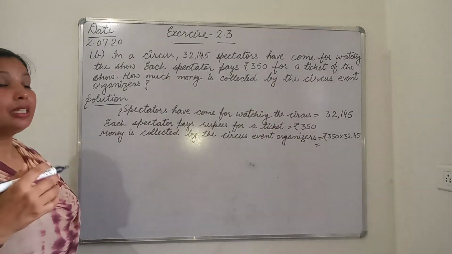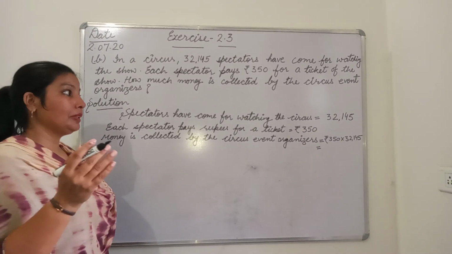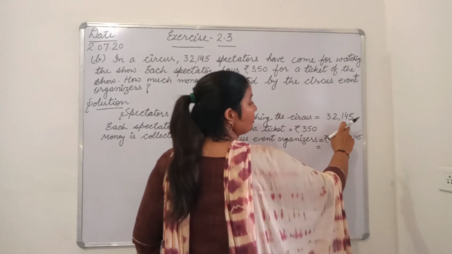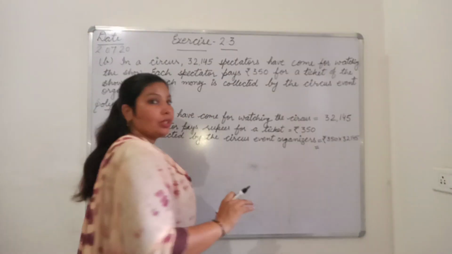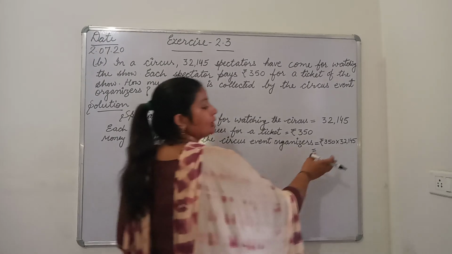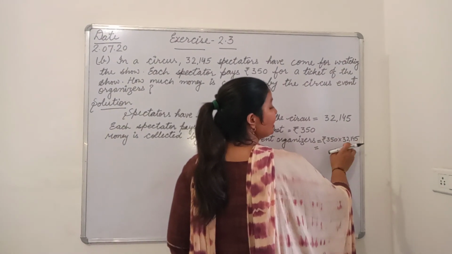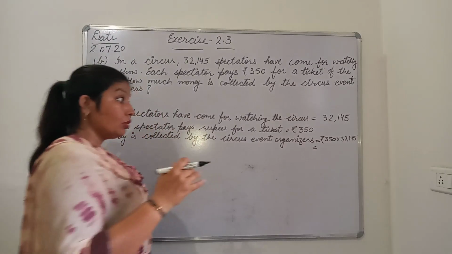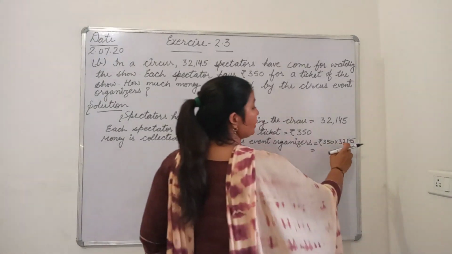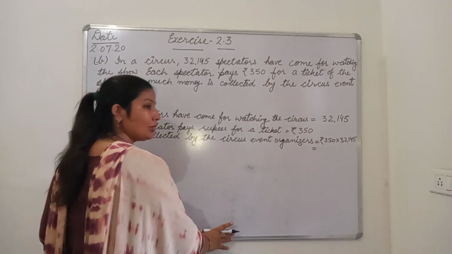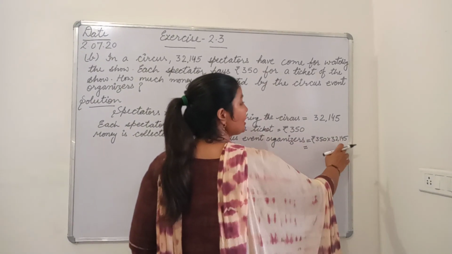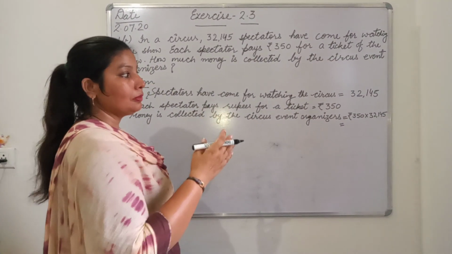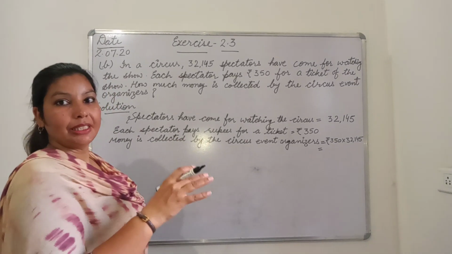How much money will he collect? For one person 350, so for 32,145 persons we will do multiplication. Rupees 350 multiplied by 32,145. I told you that in multiplication we can change the order. Here the second number is big and the first is small, so the length of our multiplication will be big. It is better to multiply by the smaller number, so we can change their order. 32,145 we will take up and 350 we will take down.